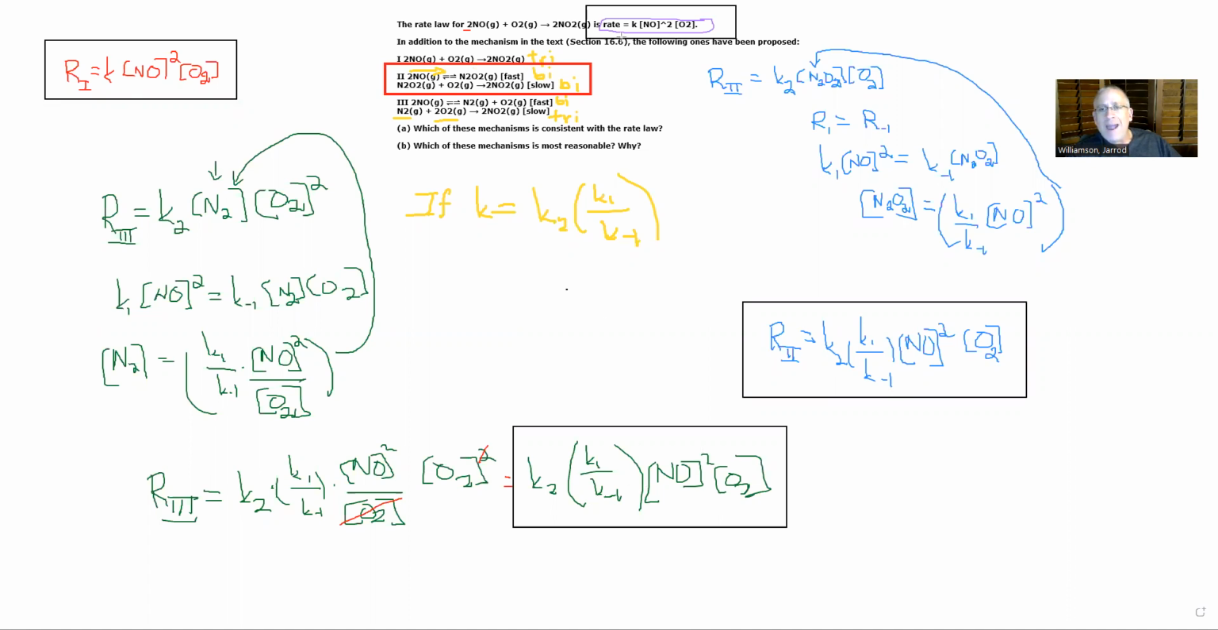So all of these seem to have their rate law match the rate law of this, but the most reasonable one is mechanism number 2, because bimolecular is much more likely than any trimolecular, or does the book say termolecular? I forget, or maybe whatever. But you guys get the idea. Okay. So anyway, that's how you do that one. Okay, then I hope that helps.